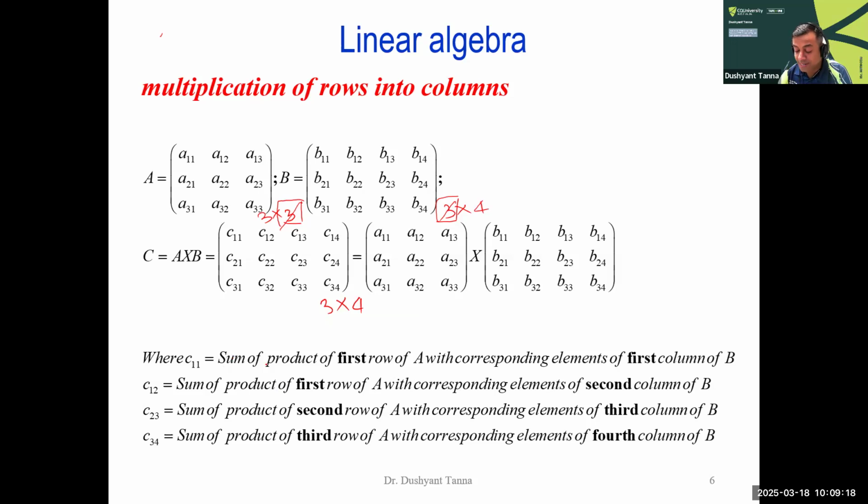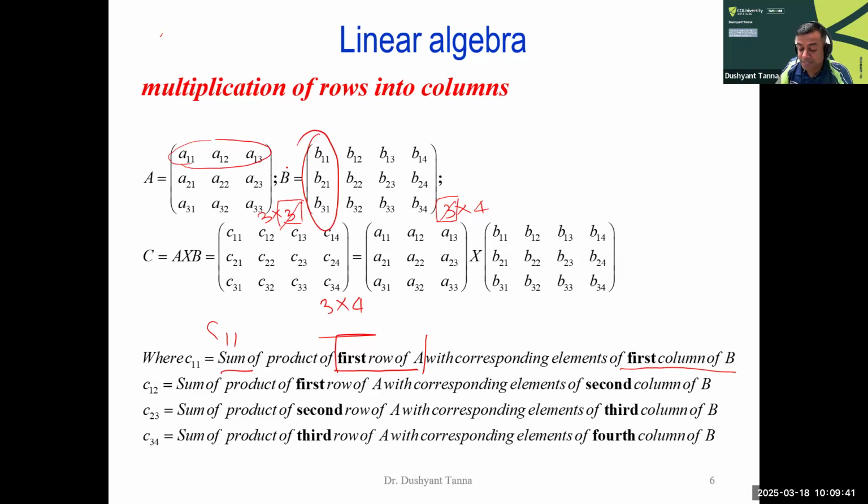Okay, C11 is the sum of the product of the first row of A, because you are talking about 1, 1, and the corresponding element of the first column of B. So this first row will be multiplied with the first column and added together.